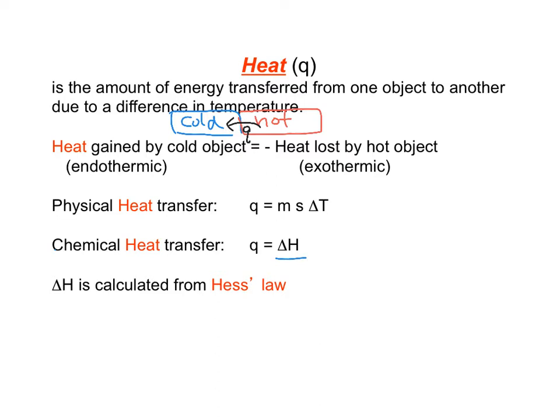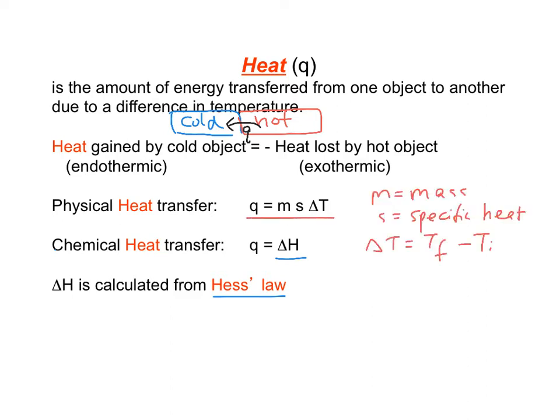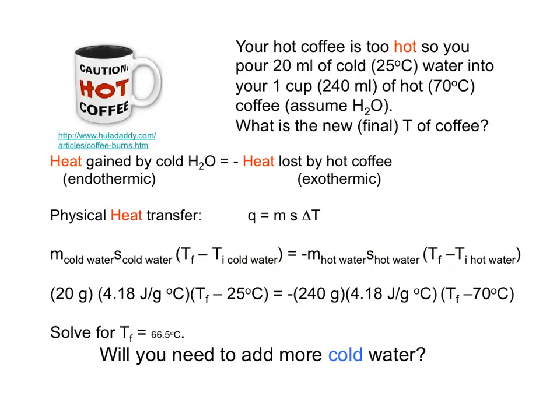Delta H is calculated from Hess's law. If no chemical reaction occurs, we can use this equation to calculate the amount of heat transferred. Note that mass, specific heat, and temperature determine the amount of heat transferred. Pouring hot water into cold water is an example of a physical heat transfer.